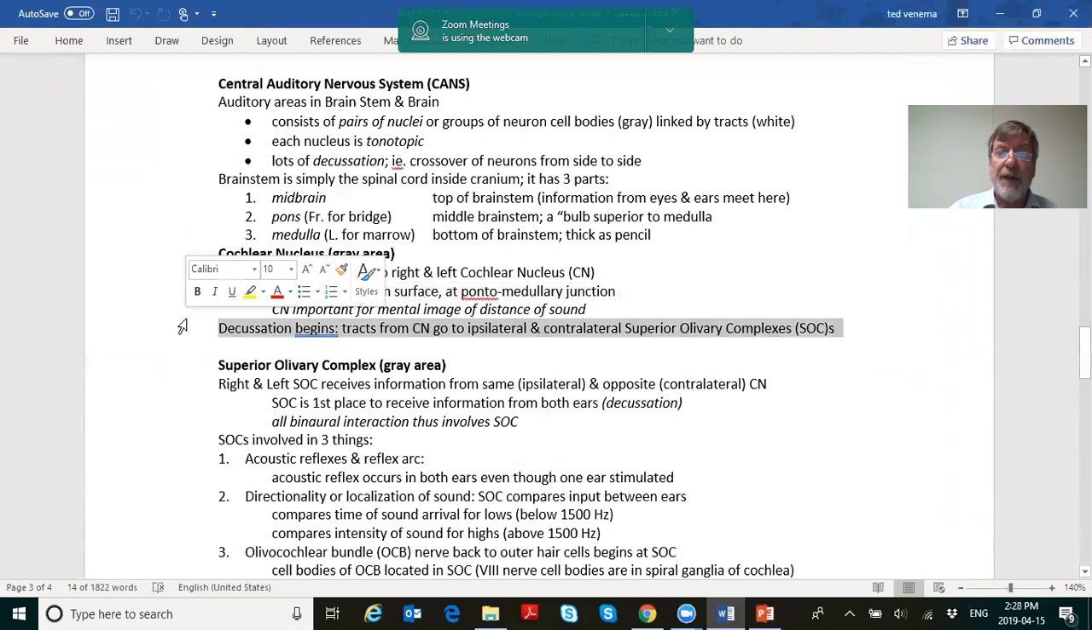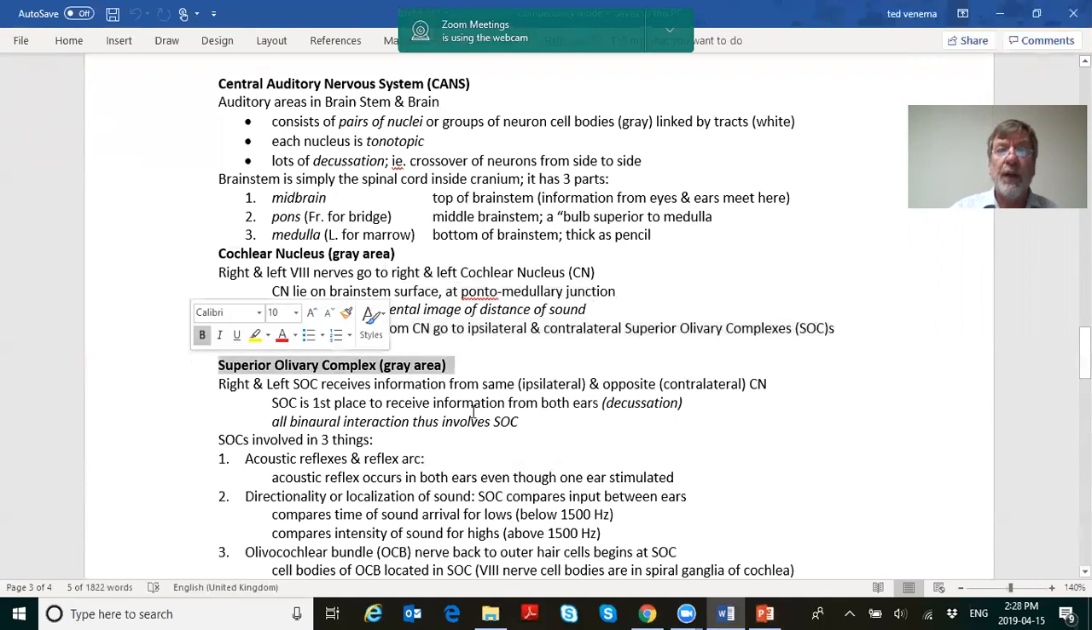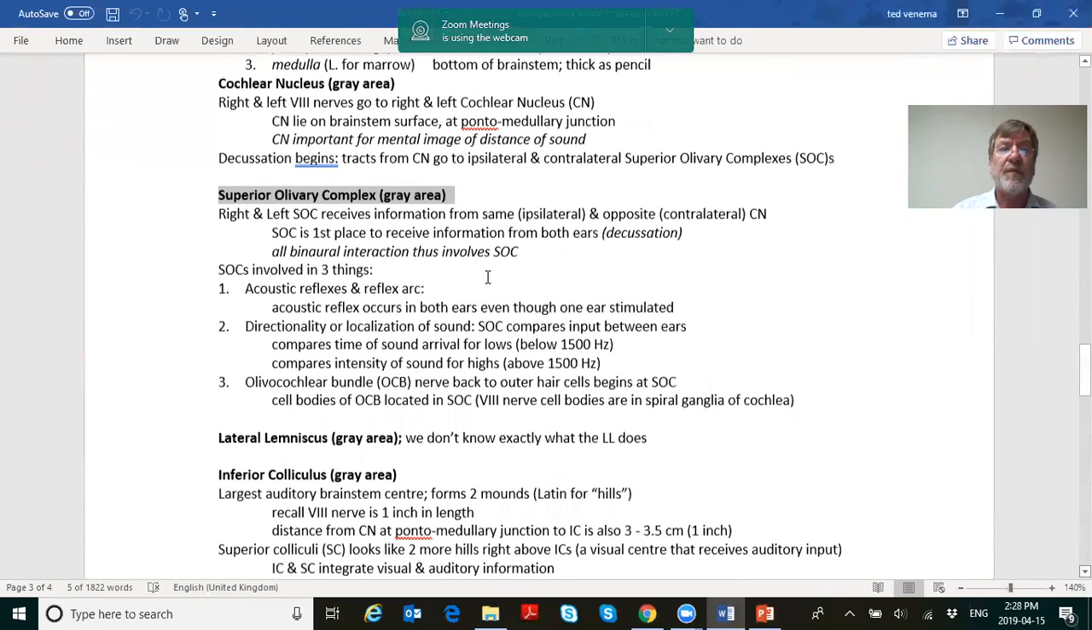Decussation begins here. Tracts, not nerves, white matter tracts go up to ipsilateral, same side, and to opposite side, superior olivary complexes. That's called decussation. Put a star by that. Going to the next pit stop, the next pair of nuclei.